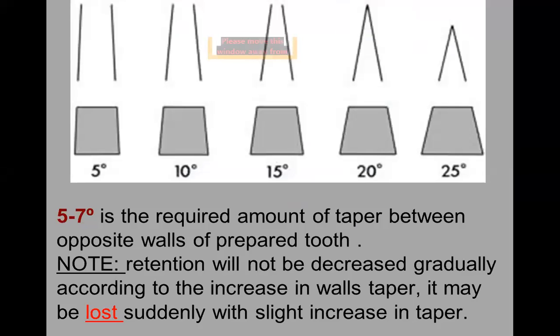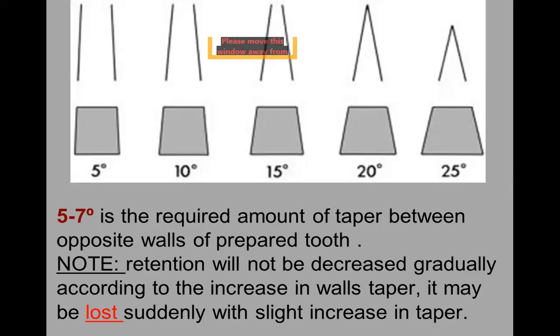This diagram shows you the amount of convergence. So you see that 5 to 7 degrees is nearly parallel to each other. But if you read the note I put for you, the retention does not gradually decrease in relation to the convergence.